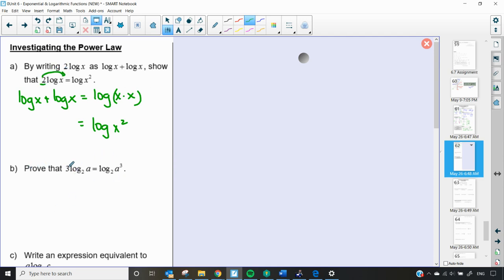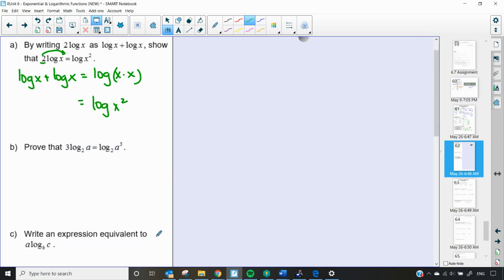The next question says to prove that log base 2 of a cubed equals log base 2 of a plus log base 2 of a plus log base 2 of a. Anytime we're asked to do a proof, you want to make sure to use left side, right side, so LS RS. You put your left side on one side and your right side on the other, and you simplify both sides until they look the same. Sometimes you only have to simplify one side, sometimes you have to simplify both sides.